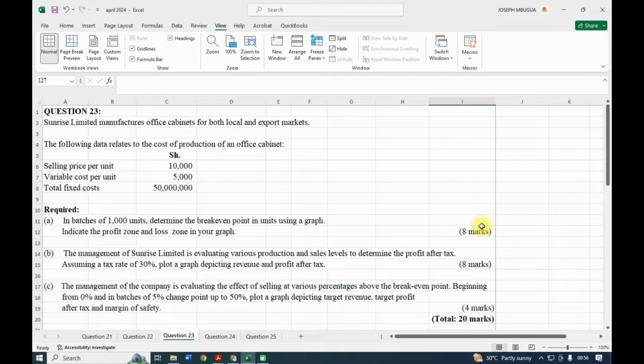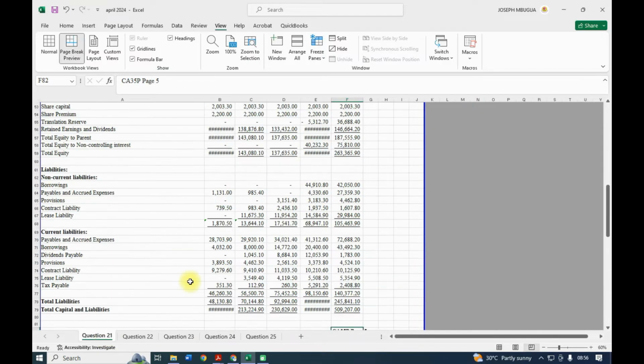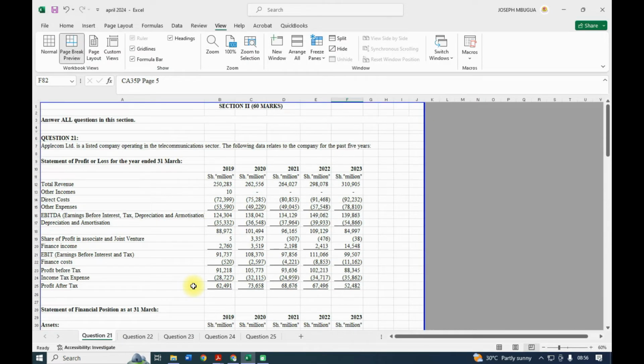Today we are looking at the workbook for business data analysis that was done in April 2024. This time round they changed the format. The format of testing was a little bit different because ideally we had three sections.